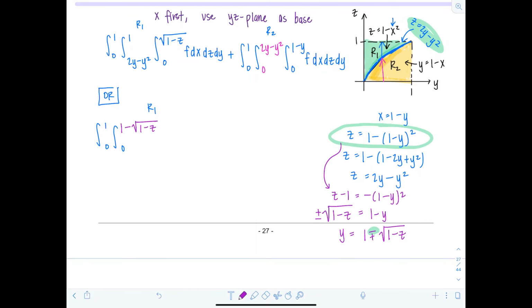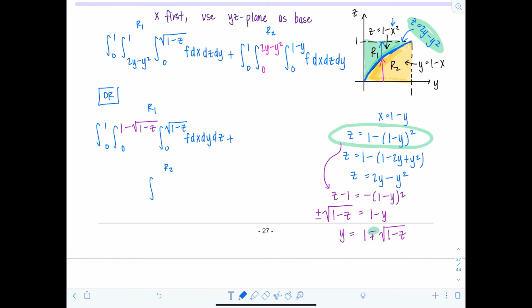And then nothing changes for x, okay? So you already did all the dirty work there. So you could just keep 0 to rad 1 minus z for region 1, f, dx, dz, dy, plus, and then for region 2, I'll do it below so that we're not running out of space. So this is for region 2. So limits for, oh, I'm sorry, it should be dy dz. I wrote it backwards.